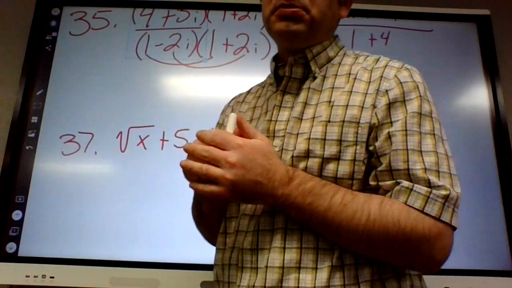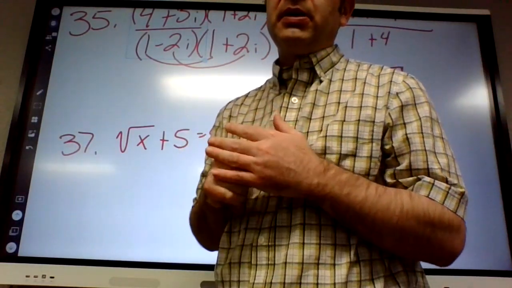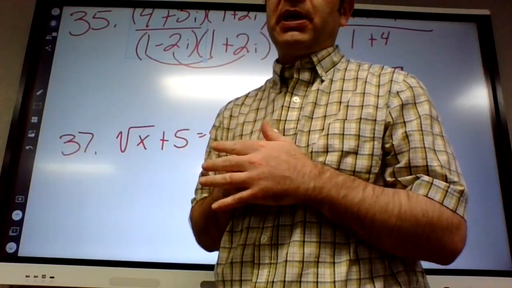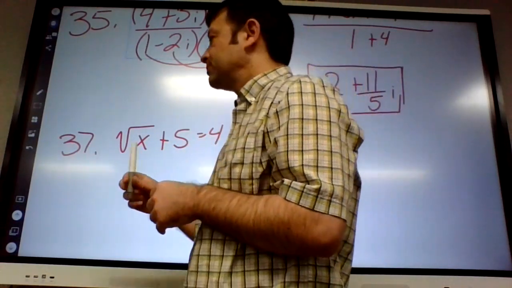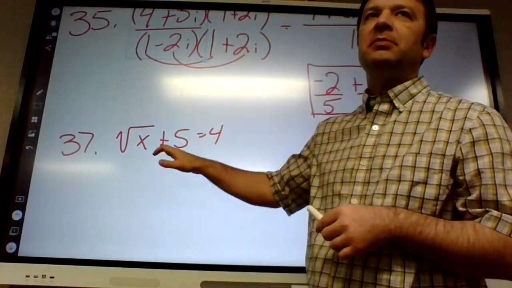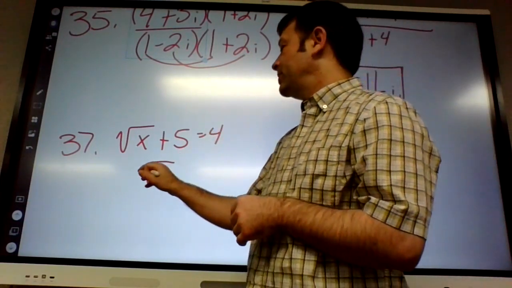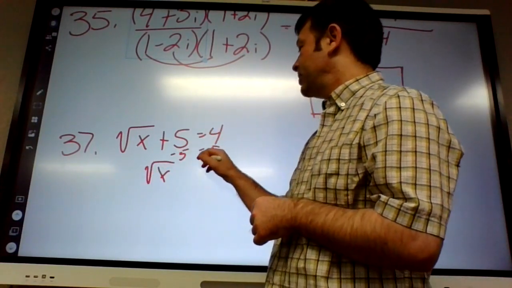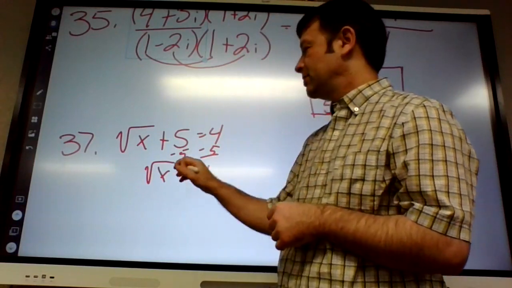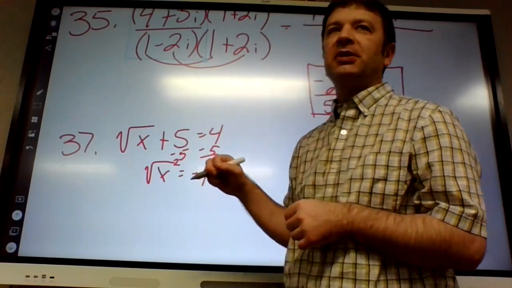What are you doing? 30? How would you do 30? How would you do this one though? -5 and then what? 5 squared. Okay, but what do we need to remember on these? Plus or minus. No, that's when you square root both sides.